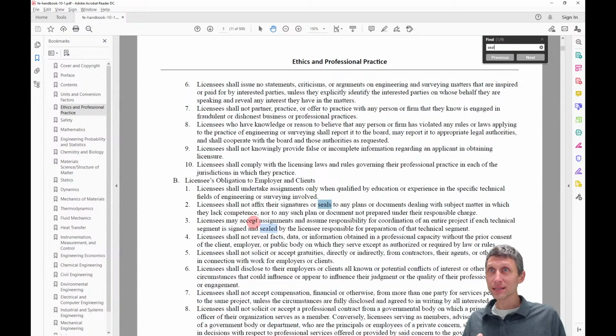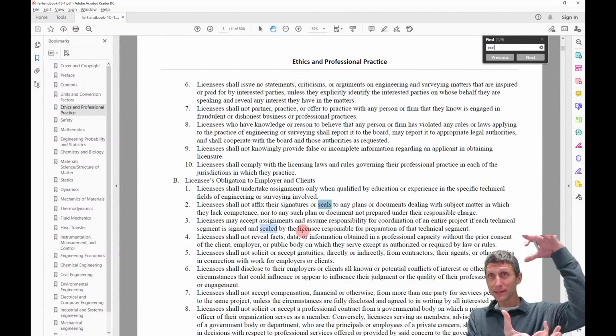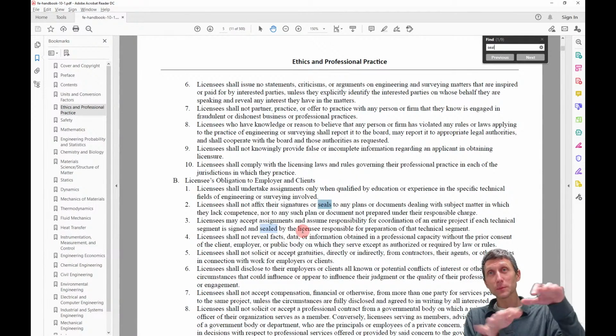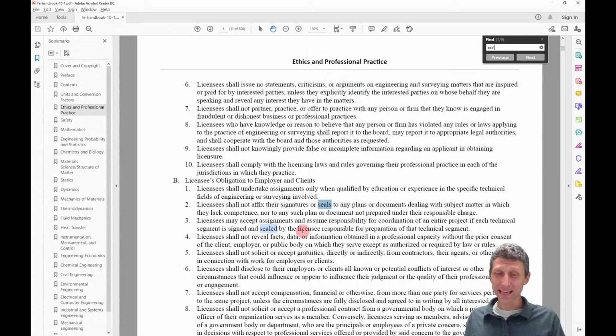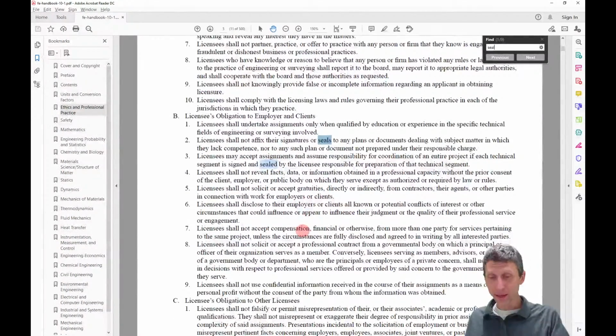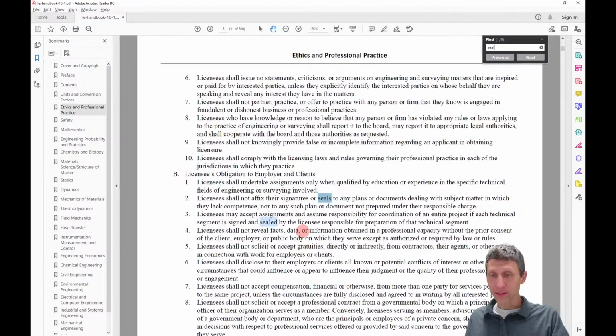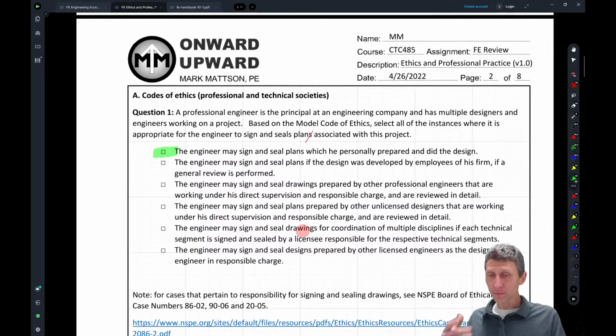Okay, licensees may accept assignments and responsibility for coordination of an entire project if each segment is signed and sealed by the licensee responsible for the design. So even if you're a head designer, you can have people working underneath you, but those people working underneath you should be signing the work that they do. They should be competent and acceptable to do it. So let's come back here and look as well, but let's go to the next one.